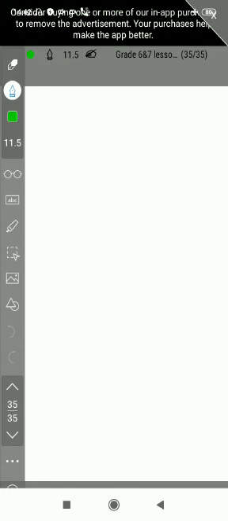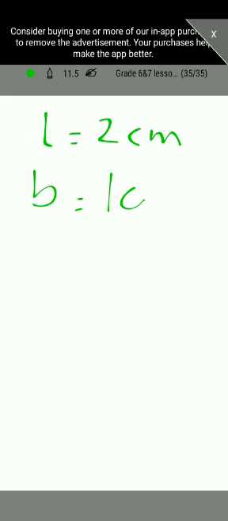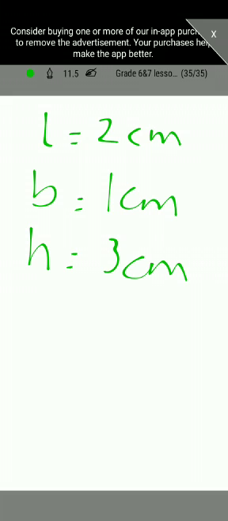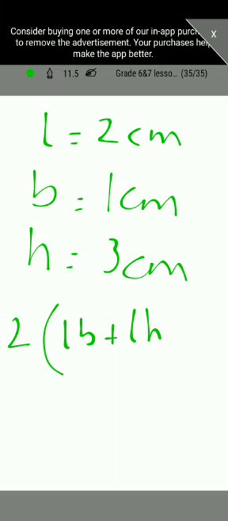Now if the length is given as 2 centimeters, breadth is 1 centimeter and height is 3 centimeters, how are you going to find out its surface area using this formula? The formula is 2 times length and breadth, plus length and height, plus breadth and height. Now you're going to replace the values in the formula.